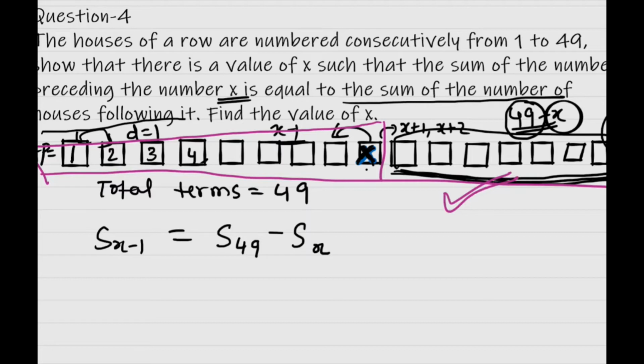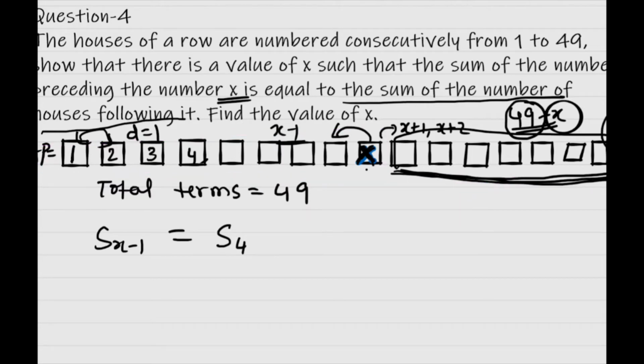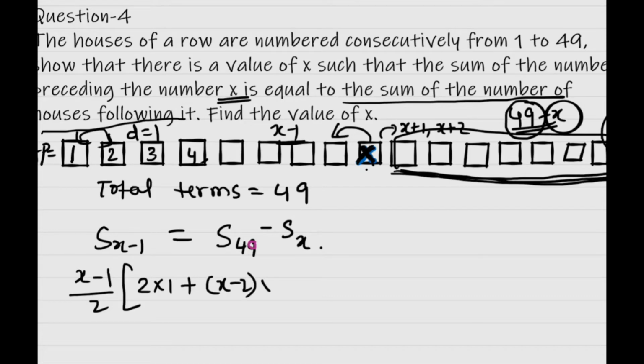So you have to try to understand this. So this is S49 minus S of x. This is the equation which is coming here. Now S of x minus 1 will be n by 2, that means x minus 1 by 2, into 2a, that is 2 into 1, plus n minus 1, that is x minus 1 minus 1, so x minus 2, into d. d is again 1. So S of x minus 1 is this much.